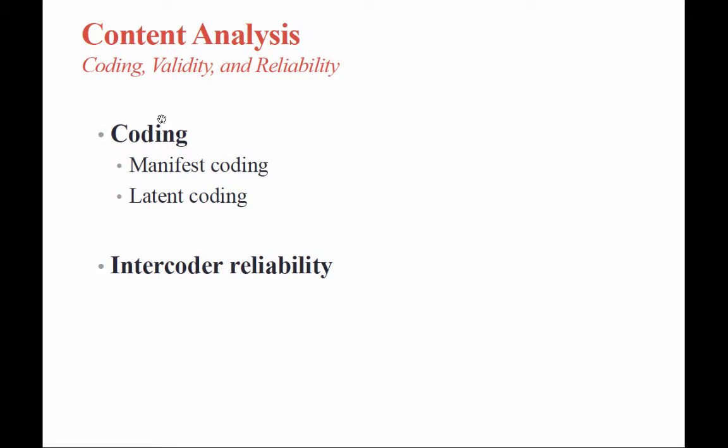Or alternatively, I could use something called latent coding. In latent coding, researchers are looking at subjective meaning. So do they mean something other than what they're blatantly or explicitly revealing?